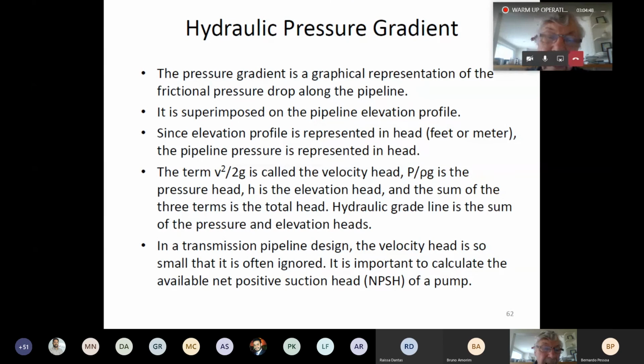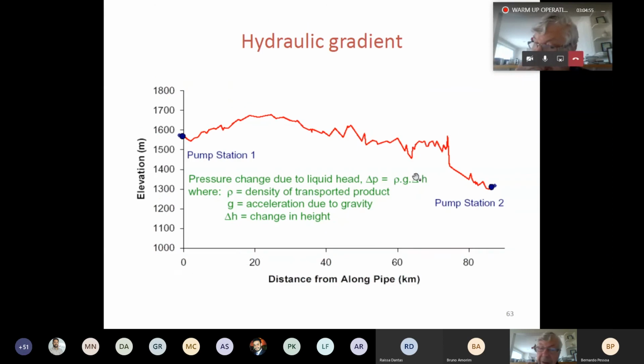And that allows us actually to do a plot that we find on 63. So 63 shows you that as you move from a pump station out a distance of 80 kilometers to the second pump station, we may have gone up. The elevation has changed, obviously, as you see there, from 1,500 meters up to around 1,650. And there'll be a change in the static pressure for sure.